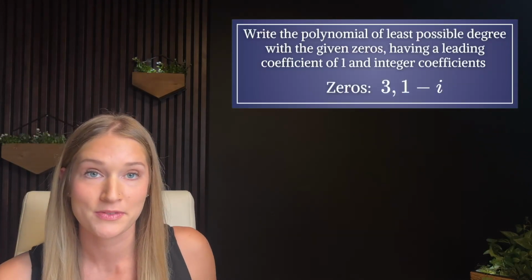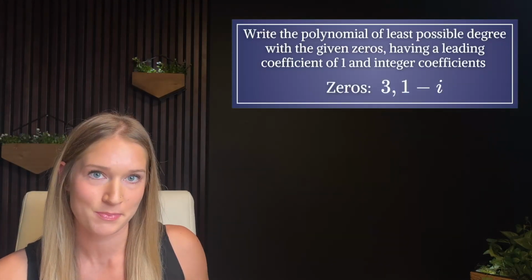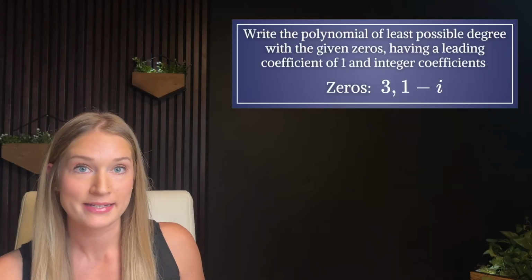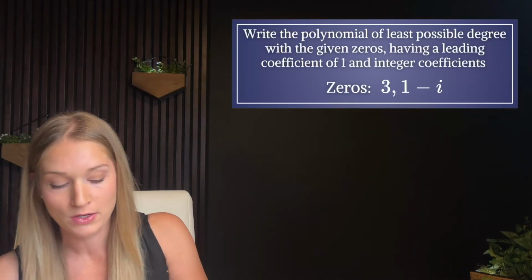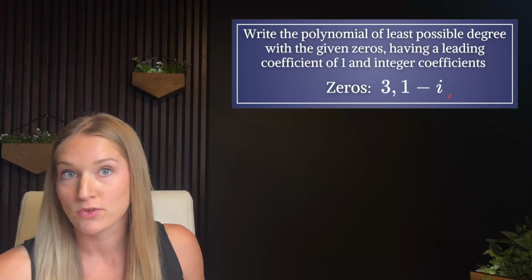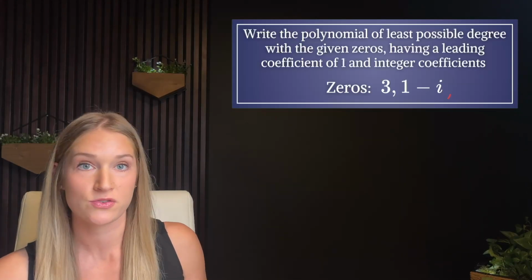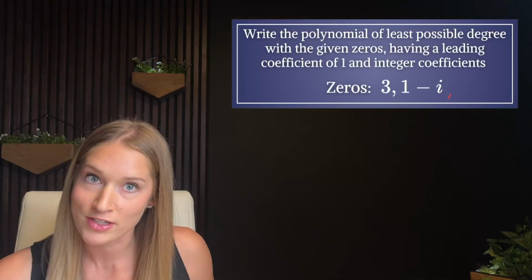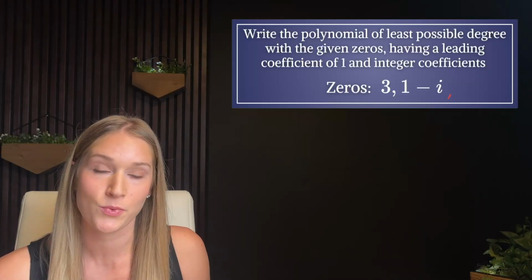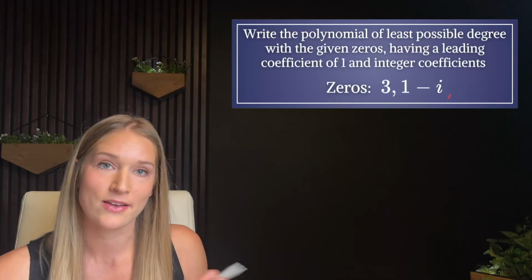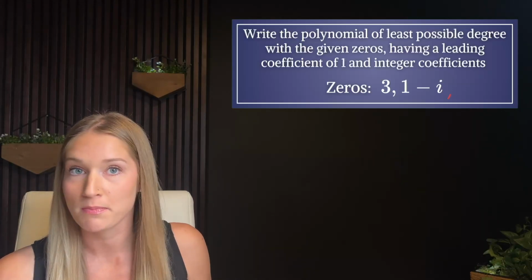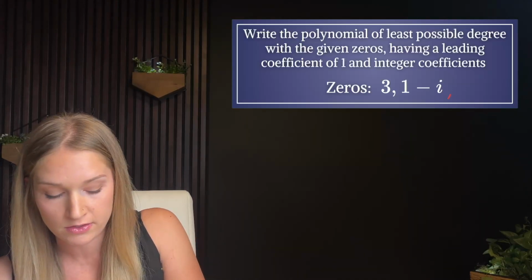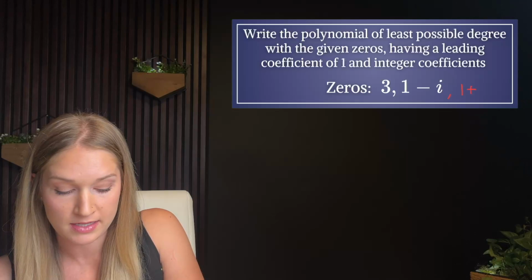Now in this one, we've got a slightly more advanced type of zero. I have 1 minus i as my complex zero. Well, I know that i is a form of a radical, and in order to make sure that that radical cancels out, I need to have the conjugate. And the conjugate is just the same expression where the radical component has the opposite sign. So instead of 1 minus i, I'm going to have a third zero of 1 plus i.